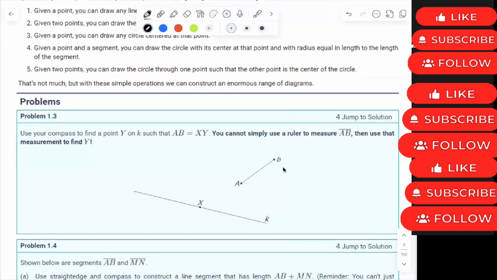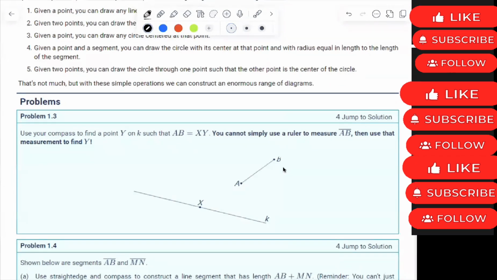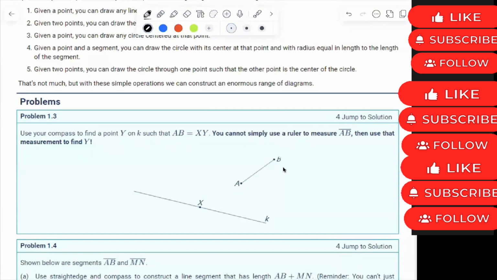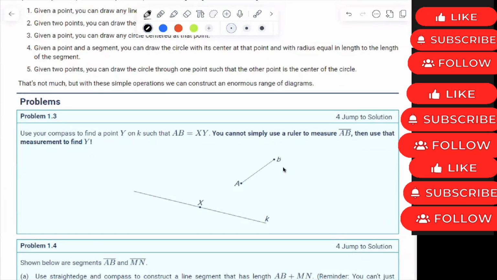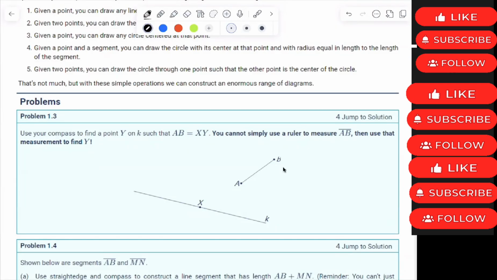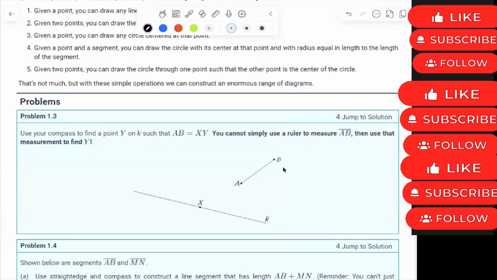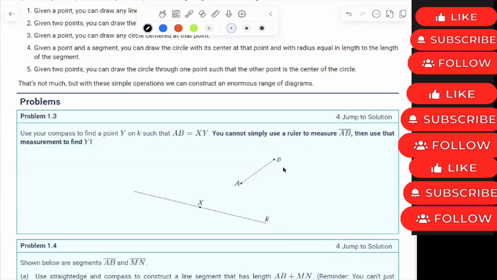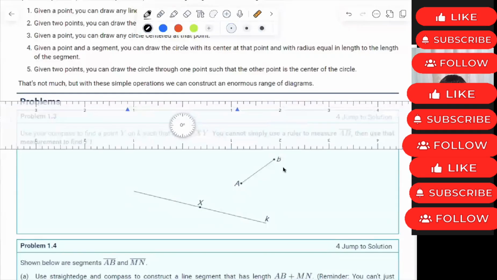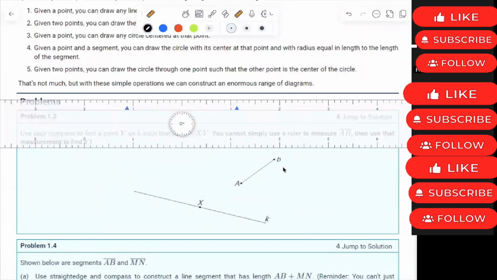And frankly, it's not very helpful, since the length of a line segment does not translate to a stadium very easily. Now we use a compass to find a point Y on k such that AB is equal to XY. You cannot use a ruler to measure AB and then use that to measure XY. It's quite obvious: you just use a compass, measure this out, and then put it back over there. Simple as that. I'll keep in mind that I do have a ruler and a compass.